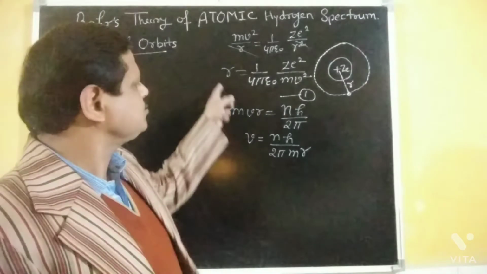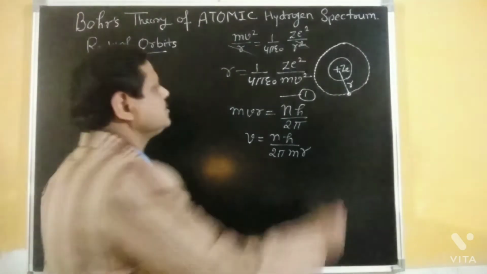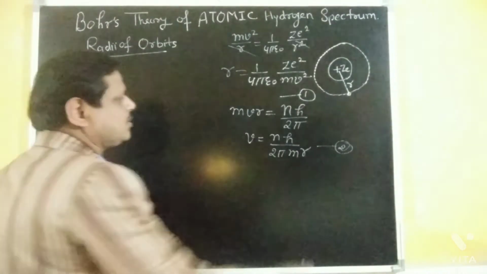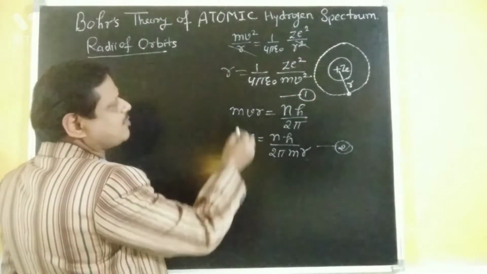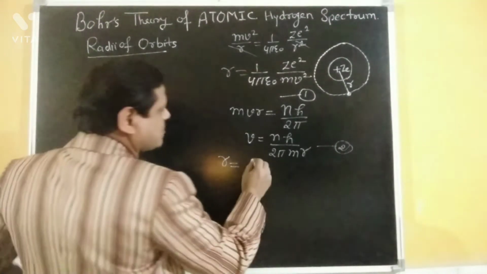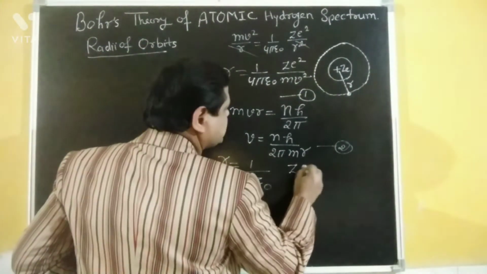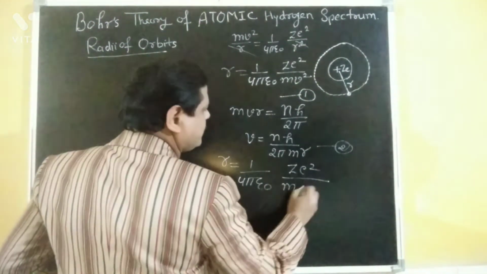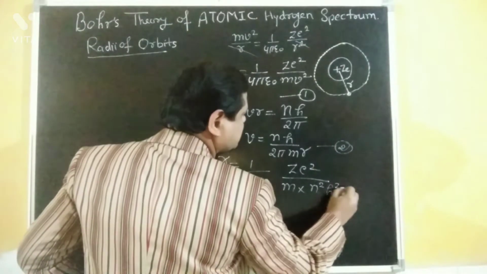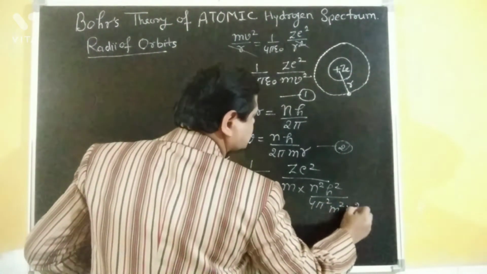Now you can substitute the value of v in equation 1. This is equation 1, this is equation 2. Now put the value of v from equation 2 in equation 1. We get r is equal to 1 upon 4 pi epsilon naught, z e square upon m, and the square of velocity, that is n square h square upon 4 pi square m square r square.